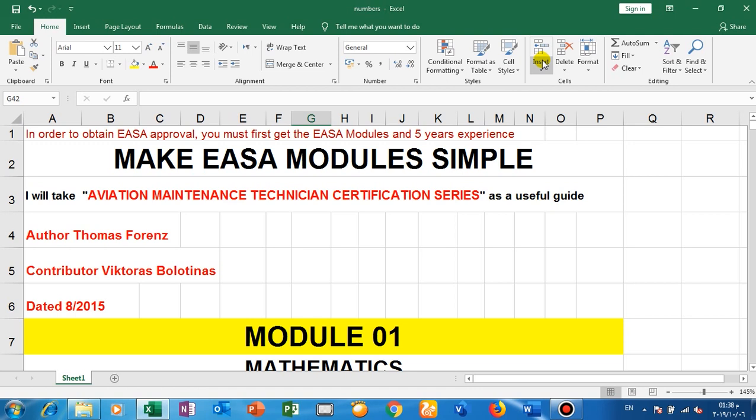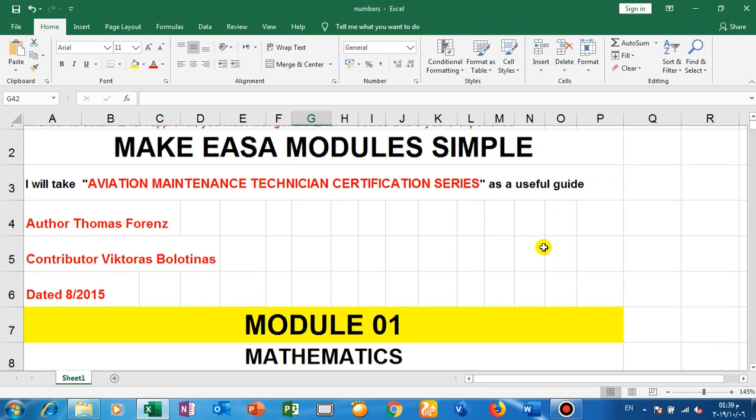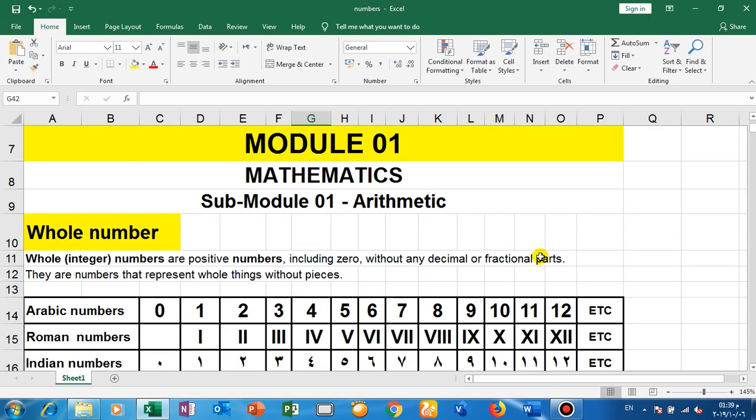I will take as a guide the useful book called Aviation Maintenance Technician Certification Series. The author is Mr. Thomas Forden, and the contributor is Victor Bolton, dated August 2015. Module one here is mathematics. The first submodule is arithmetic. It will begin with the whole numbers.